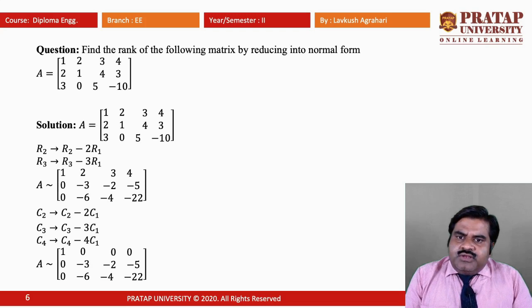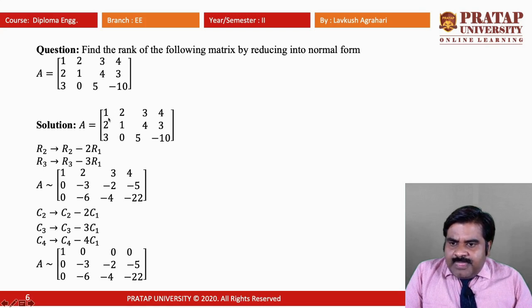We have one example. We have to find the rank of the matrix by converting it into the normal form. As we said, in normal form we can perform row operations as well as column operations. First we check that this element is 1, and we have to make the elements A21 and A31 equal to 0. For this we have the operations R2 is replaced by R2 minus 2R1, R3 is replaced by R3 minus 3R1. By this operation, the elements of the second row and the third row have changed.